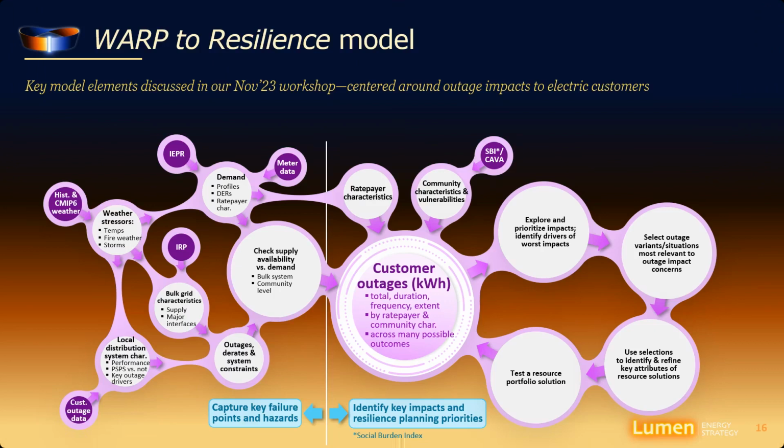So the model, I'm not going to get into every one of them, but just want to highlight a few things. At a high level, the model is designed to support analysis in all 4 pillars that Roseanne described earlier today. From initial baseline assessment all the way to testing resource portfolios for resilience improvements. The model architecture is shaped by the feedback from our prior stakeholder workshops, specifically by the discussions on key elements of resilience definition. So relatedly, you can see that the model's core is centered on estimating customer level outages. So everything on the left side of the flowchart helps us capture key failure points and hazards leading to potential customer outages.